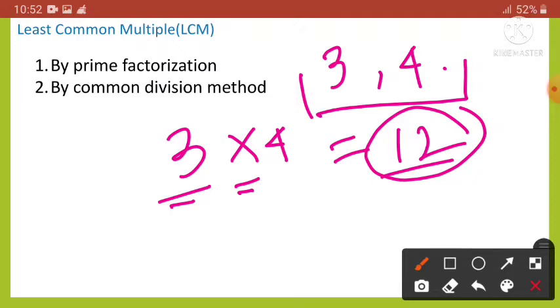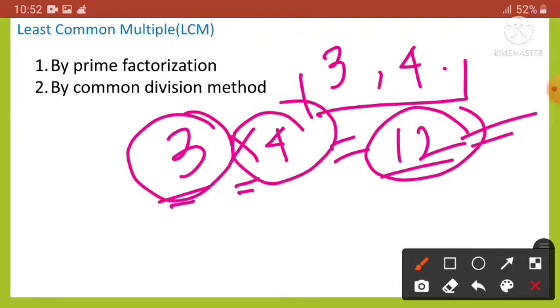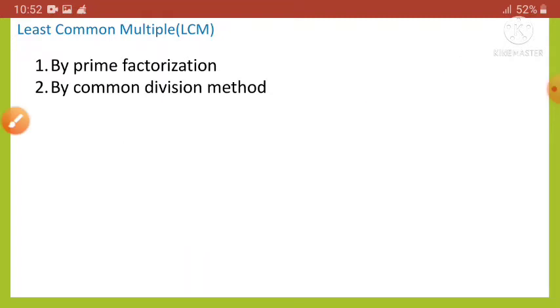If you divide this number 12, you will get remainder 0. That means 12 is divisible by both 3 and 4. So we can say that the LCM of 3 and 4 is 12. Now we will check this using two methods: one is the prime factorization method, and number two is the common division method.